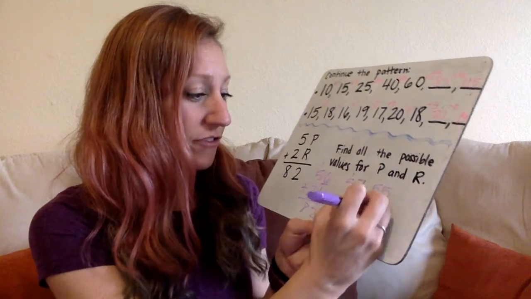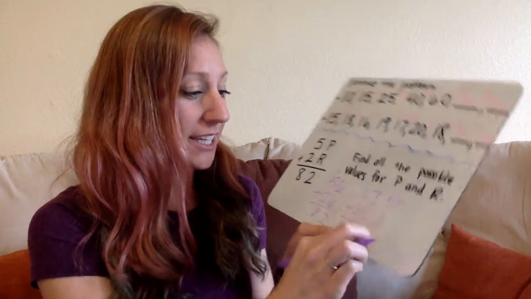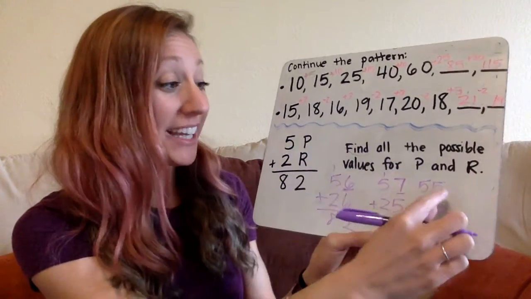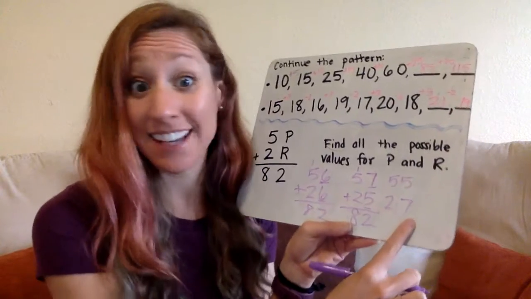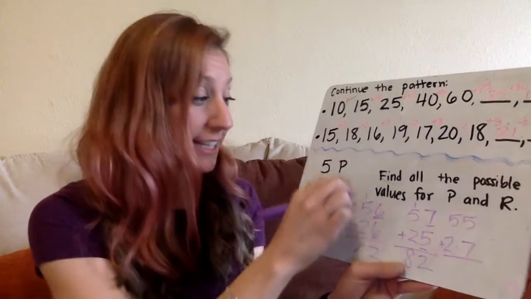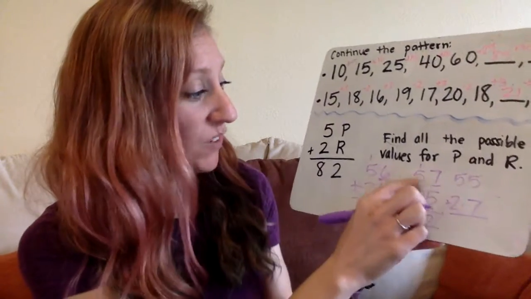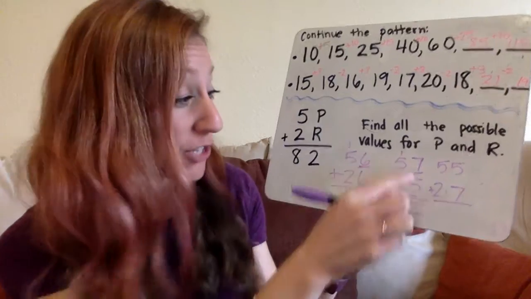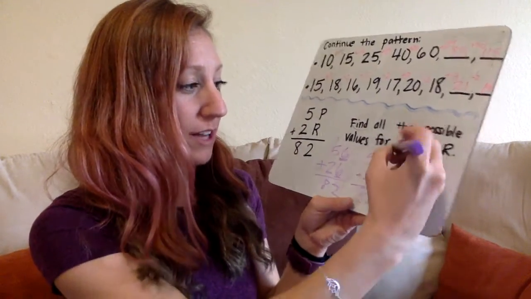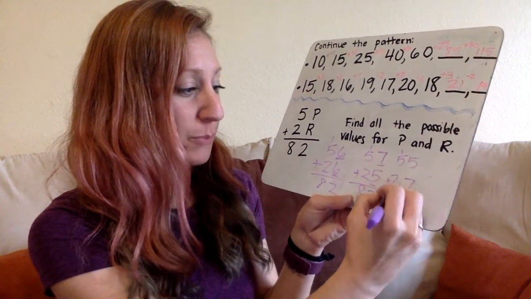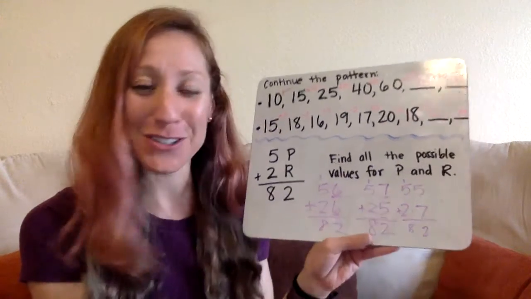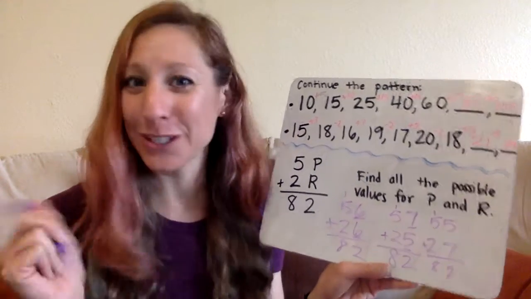So what if P, instead of P being 7, what if we did P as 5 and R as 7? So we have the same two numbers, but we're assigning them to different letters because 57 is not the same as 55. 25 is not the same as 27. So 5 plus 7 is 12. 1 plus 5 plus 2, 8 10s. I am so clever. I found more than 2 solutions. But you could keep going.